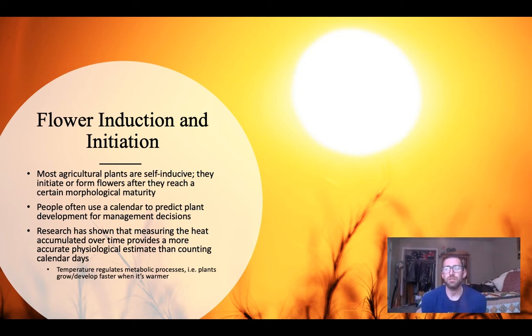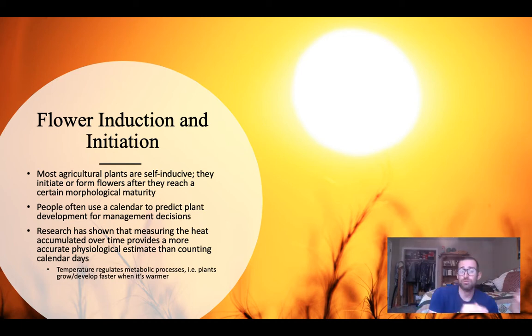Now, people often use a calendar to predict plant development for specific management decisions. Right, you've all probably seen on the backs of seed packets, whatever the plant it is that you're growing, it's going to take this many days to maturity, this many days to fruit set, whatever. However, research has shown that measuring the heat accumulated by the plant over time provides a more accurate physiological estimate than just counting calendar days.